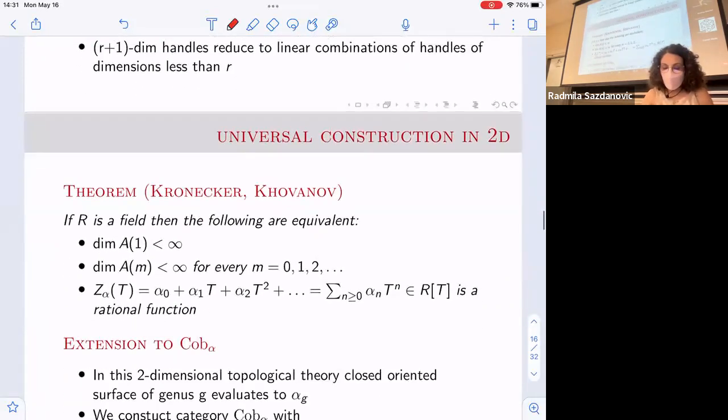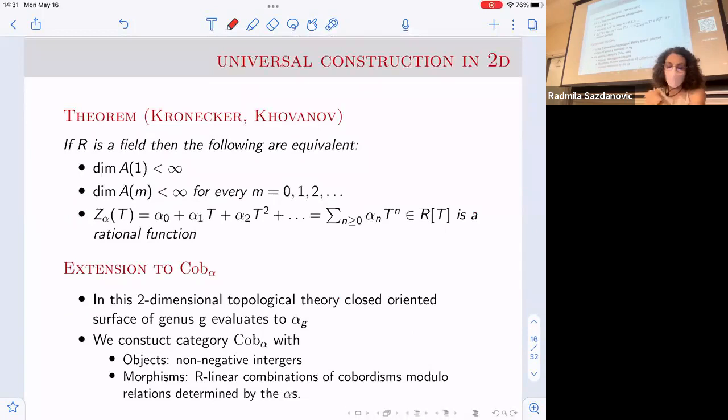Okay, and then the great news is the theorem due to Kronecker and Khovanov, although I don't think they explicitly collaborated, that says that if you have a field, then the following are equivalent. The dimension of the space of one circle or M circles being finite is equivalent to having this Z alpha of T be a rational function. So the sequence of values that you're assigning to your surfaces of genus G corresponds to a rational function. So now we have a very explicit condition on these alphas that we can use.